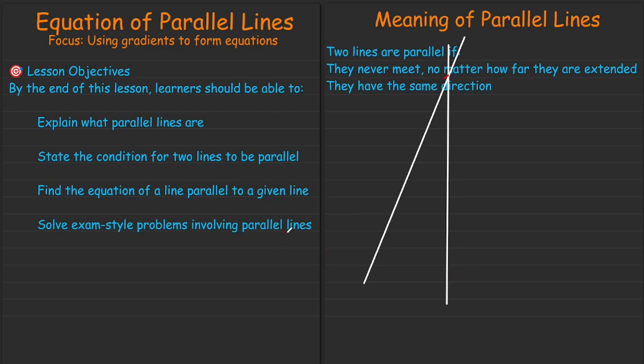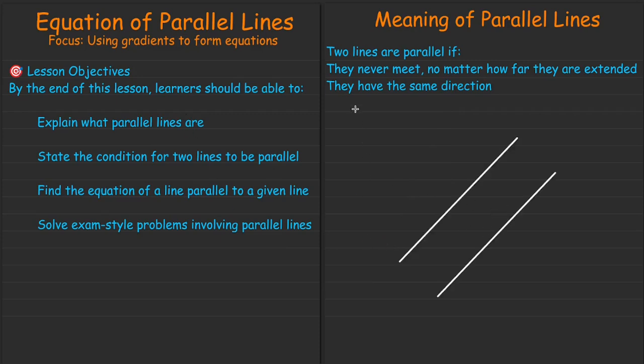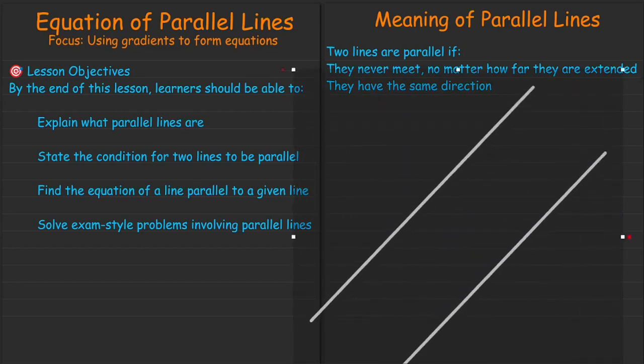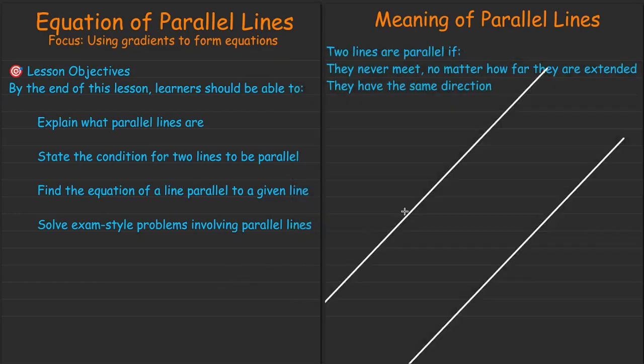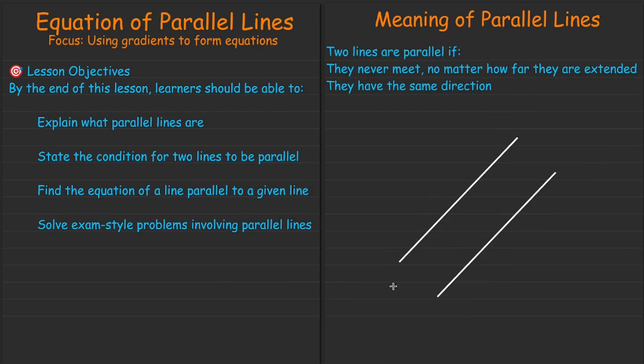You see? But on the other hand, when we talk of parallel lines, if we are saying these two lines are parallel, then regardless of how far we extend them, they never meet. It doesn't matter how I extend them, they are never going to meet. These are what we call parallel lines. The next thing you have to take note of is that they have the same direction. So these are the two properties of a parallel line.